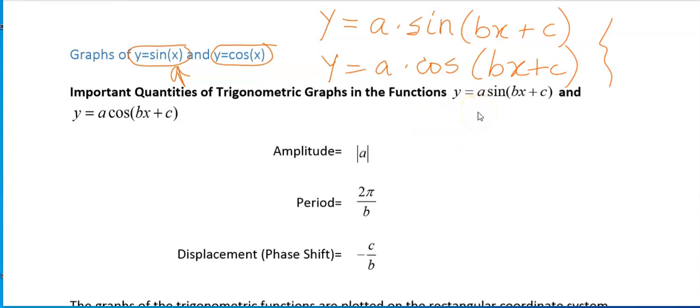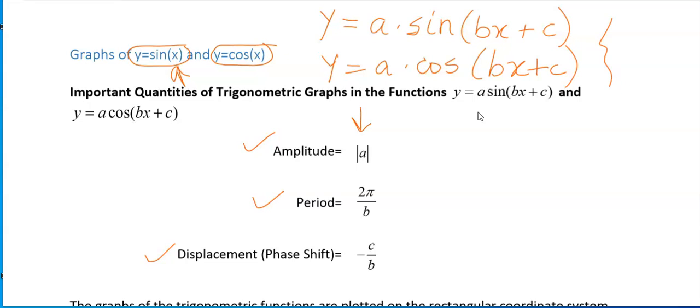You'll also notice now, this is still on page 17. You'll also notice they're actually talking about something called the amplitude and something called the period and something called the displacement or phase shift. And do you notice that you see the A's and the B's and the C's are down there, don't you? You see them there in those definitions.